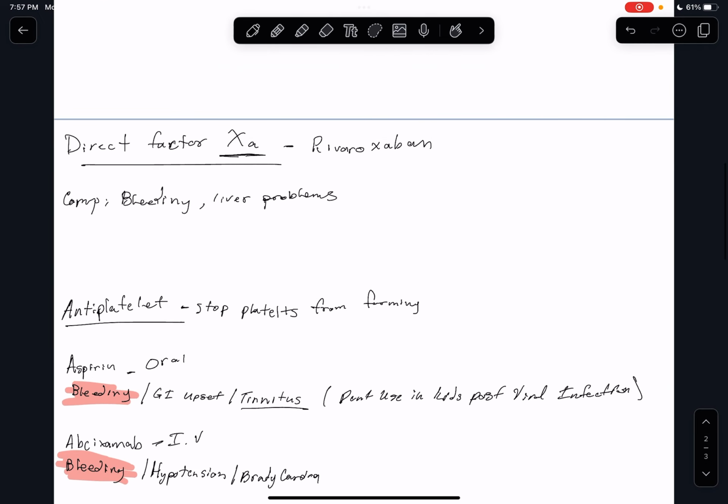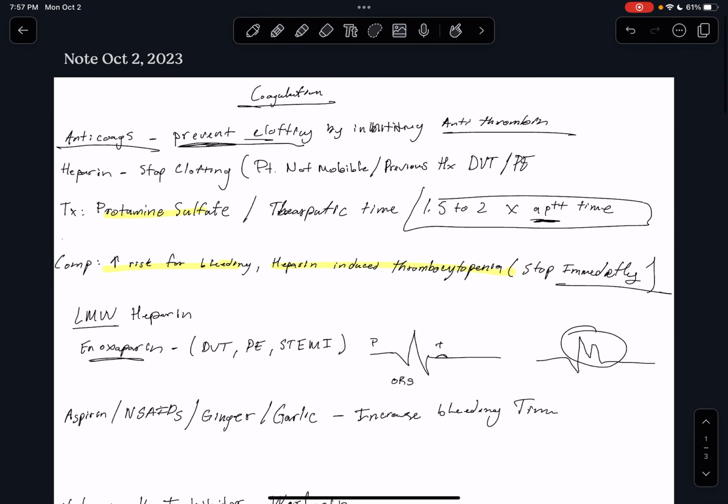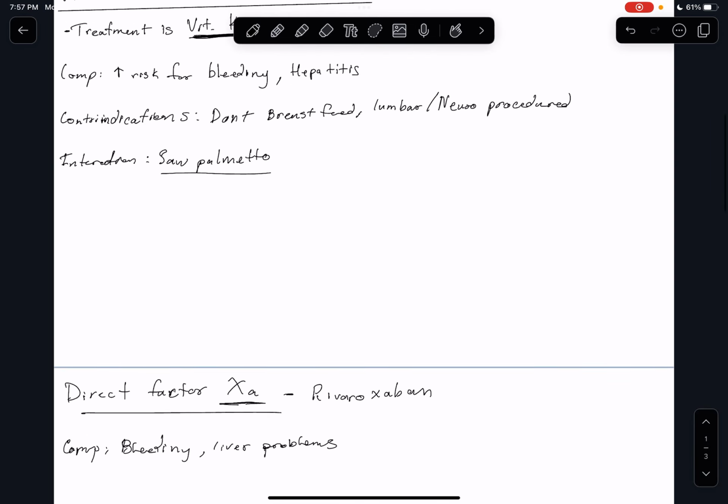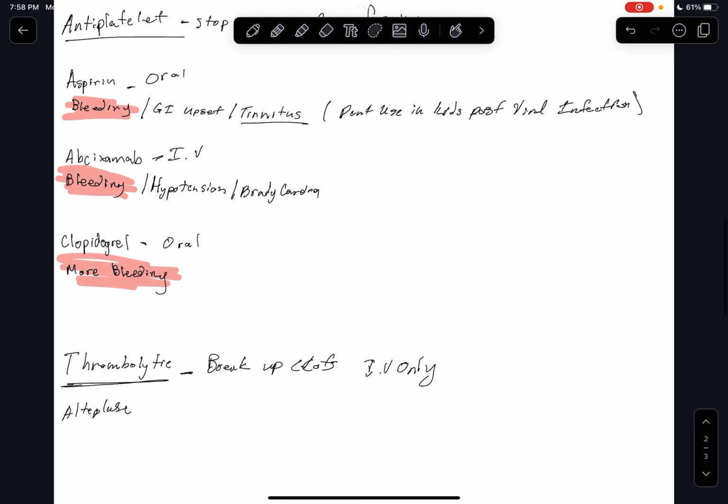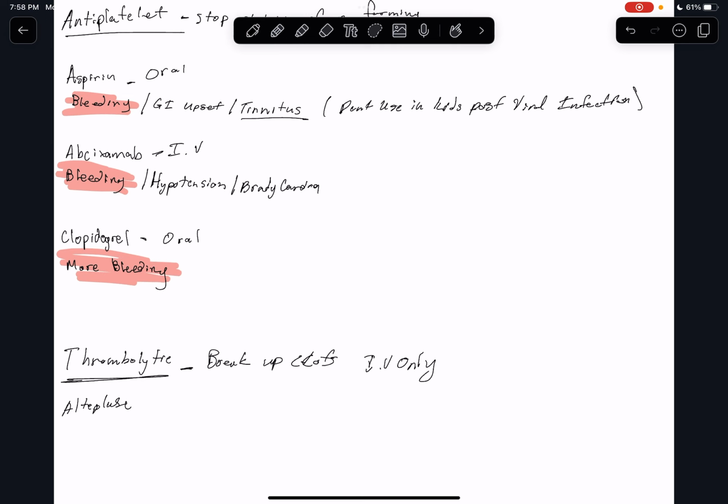Just remember, anticoagulants like heparin and enoxaparin act on antithrombin, so they stop clotting. Warfarin inhibits vitamin K, and that's why your clotting is reduced. Factor X inhibitors inhibit Factor X. Antiplatelets work on platelets to stop aggregation. Thrombolytics work on breaking up clots. That's the big overarching idea.